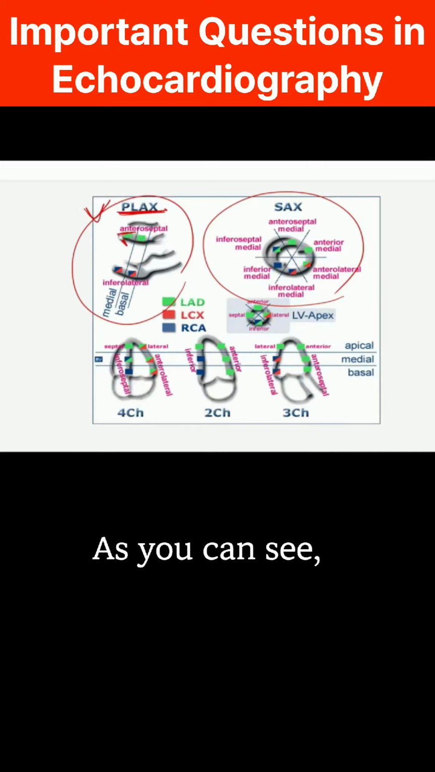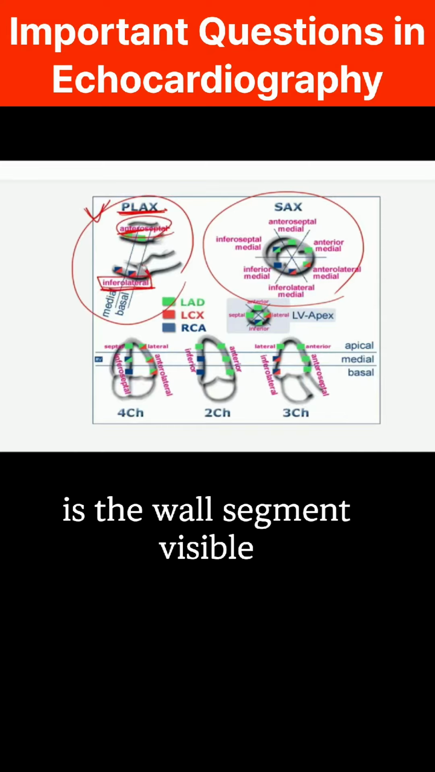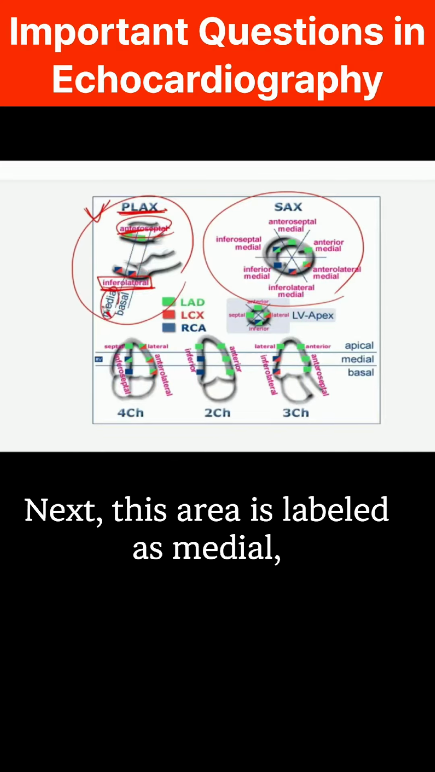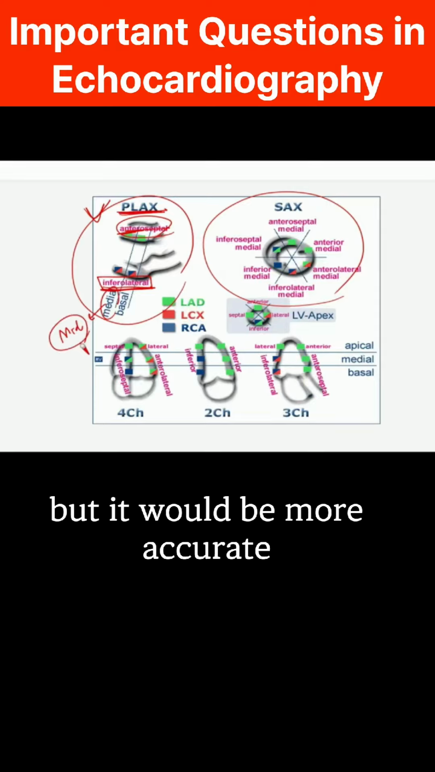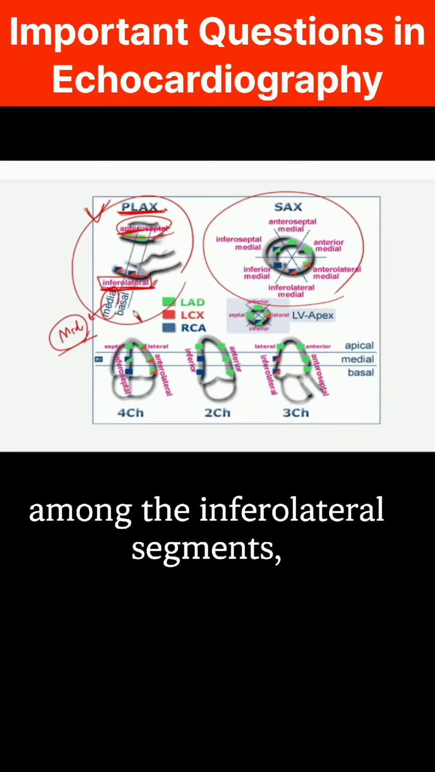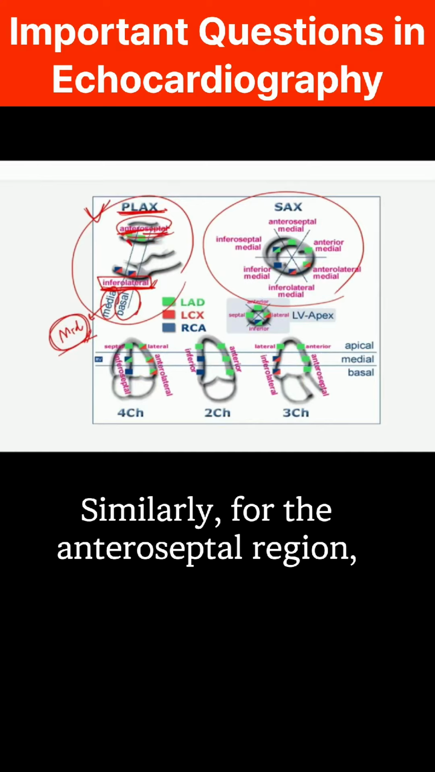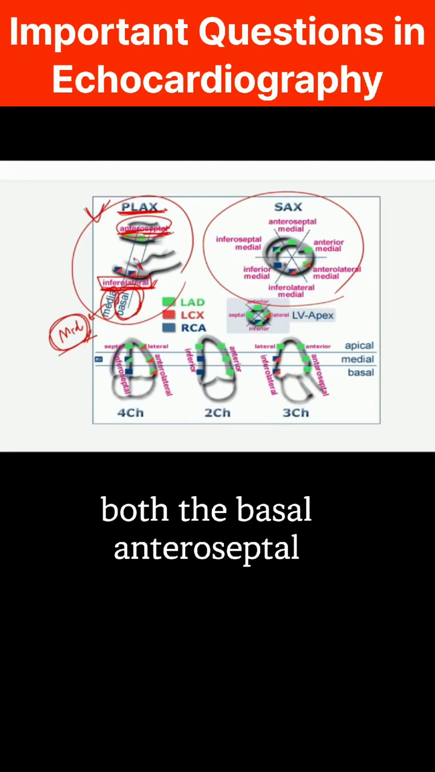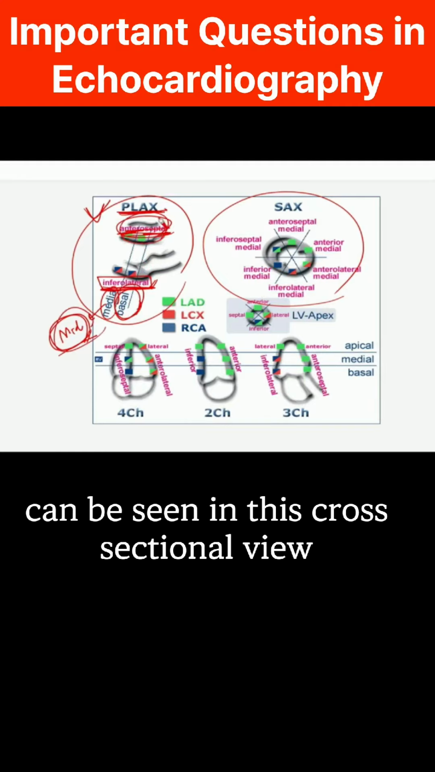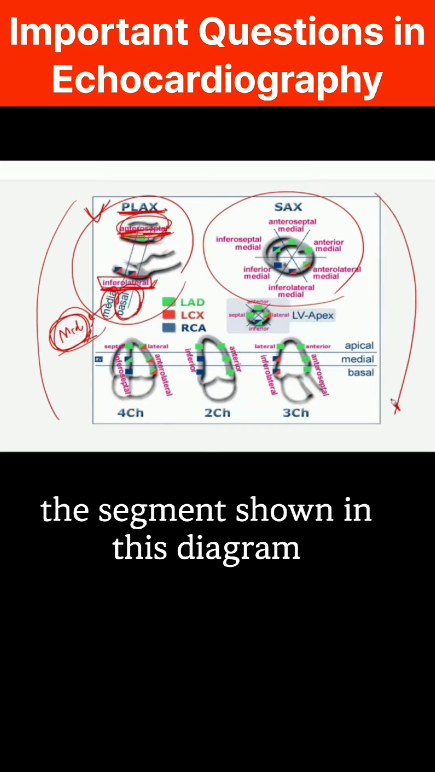As you can see, the anteroseptal part is shown, and next, the inferolateral part is the wall segment visible in this cross-sectional view. Next, this area is labeled as medial, but it would be more accurate to consider it as mid. So, to summarize, among the inferolateral segments, the basal and mid segments can be identified. Similarly, for the anteroseptal region, both the basal anteroseptal and mid-anteroseptal segments can be seen in this cross-sectional view. You need to completely memorize the segments shown in this diagram.